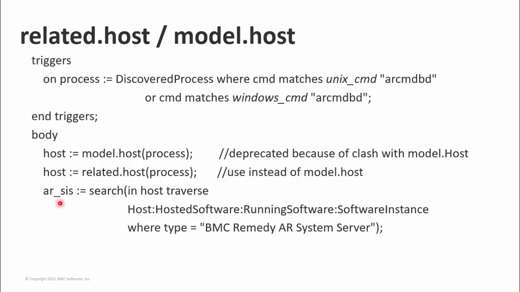Here we have the host that we found was the related host for the process. We're going to search in that host and traverse to the software instances of that host and return the software instances where the type is BMC Remedy AR system server. Search always returns a list, and in this case, it's returning a list of software instances on that host with the type of BMC Remedy AR system server.